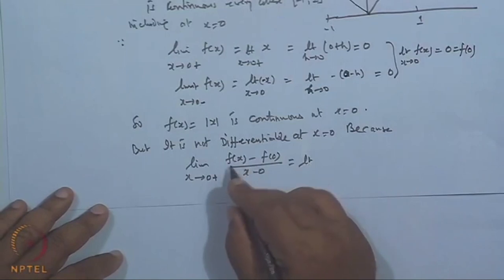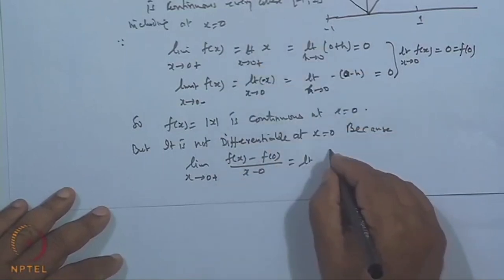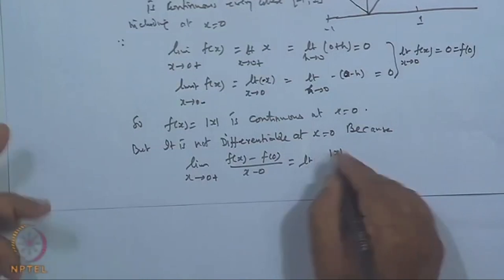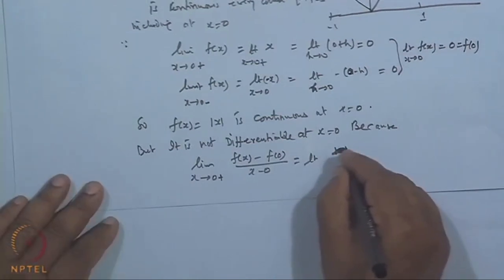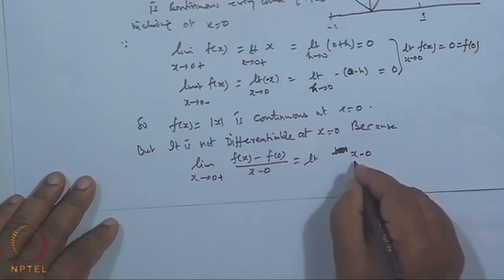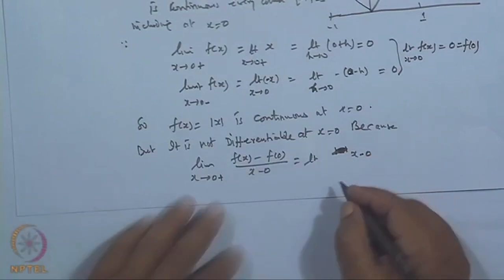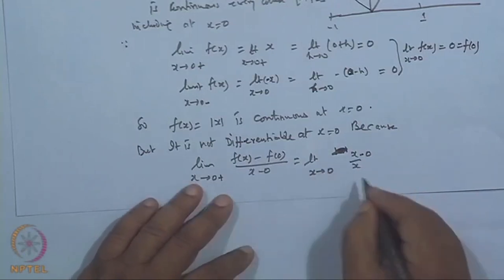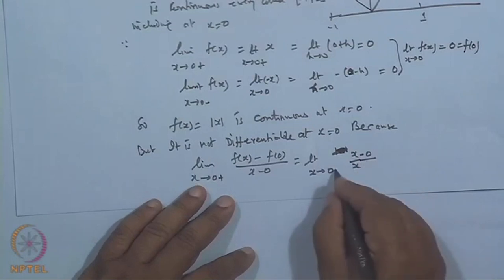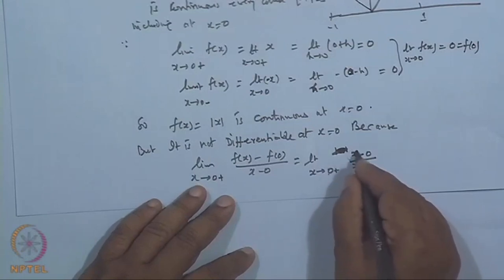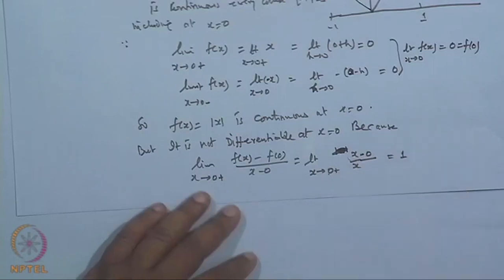The limit of f(x) on the positive side is |x|, and |x| is simply x, because it is positive. So it is (x - 0) divided by x as x tends to 0 plus. When x is positive, |x| = x, so the limit comes out to be 1.